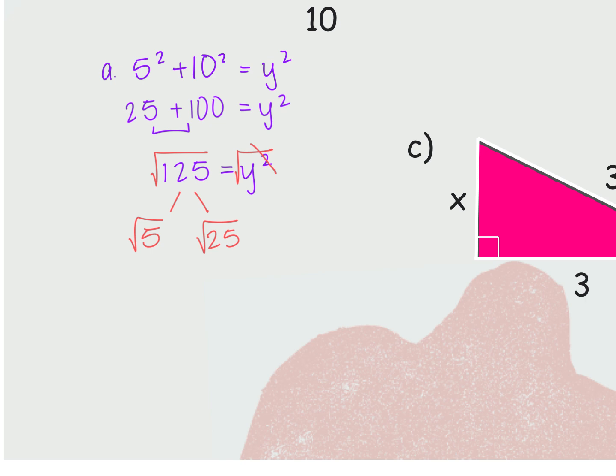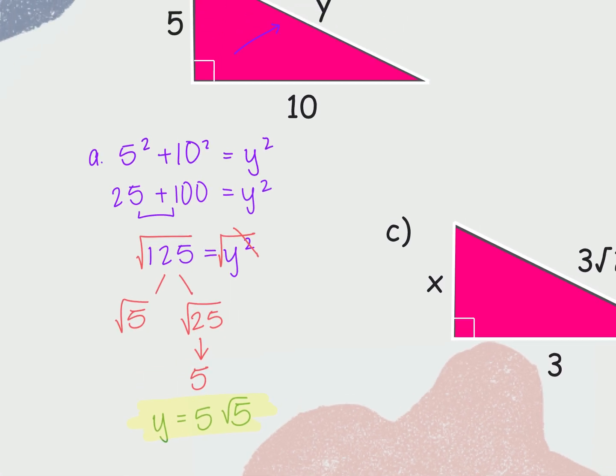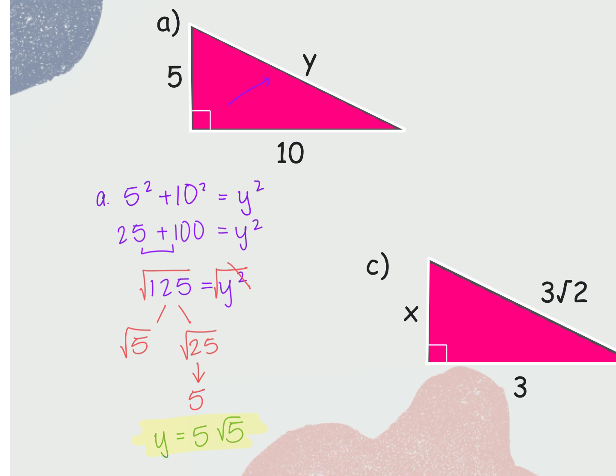Are any of these perfect roots? Yes, 25 is. And what's the square root of 25? 5. So now I'm taking it out. Now I have my answer. So solving it, my answer is going to be y equals 5 radical 5. Okay, again, you have to know how to simplify a radical. You are required to do that on your homework and on your test.